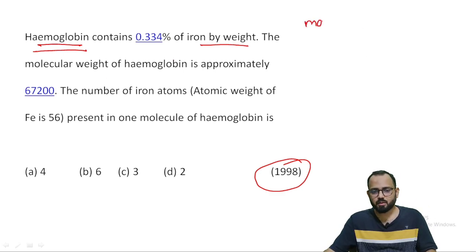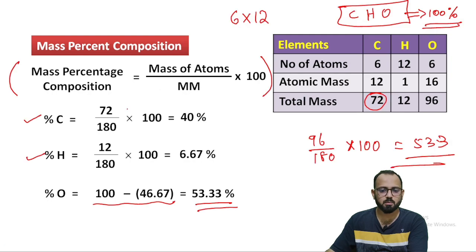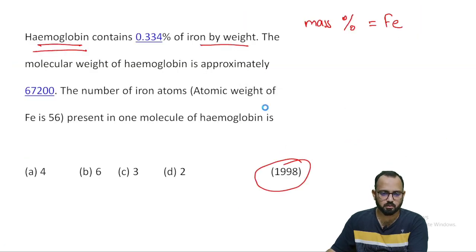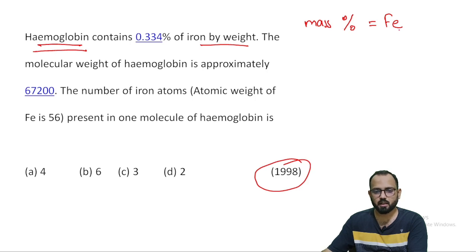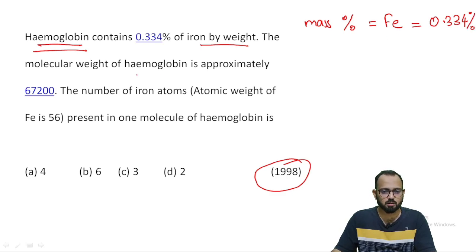That means they have given us the mass percentage of iron. Just remember the equation: mass percentage is equal to mass of atom by molecular mass into 100. The mass percentage of iron they have given is 0.334 percent. Now what we have to find out, we'll continue reading the question.